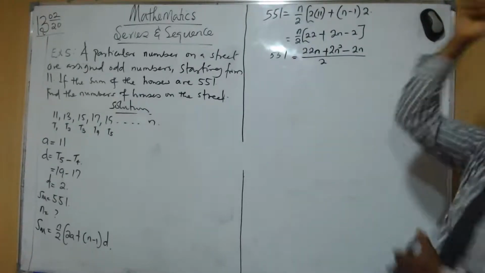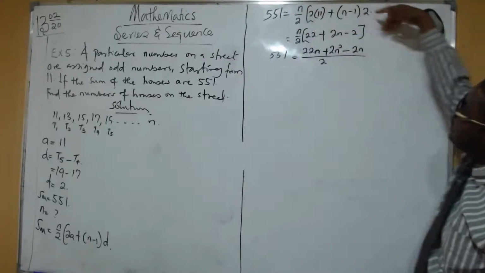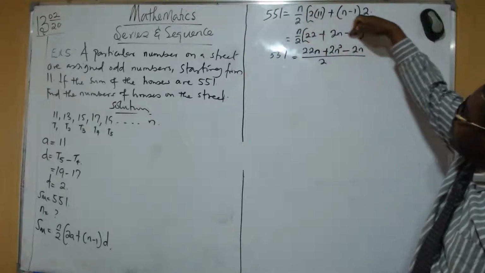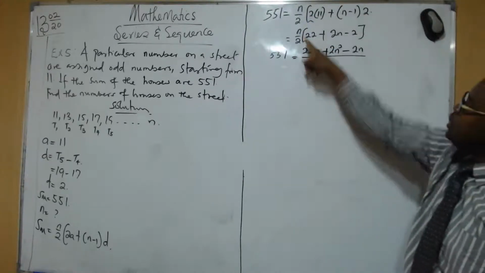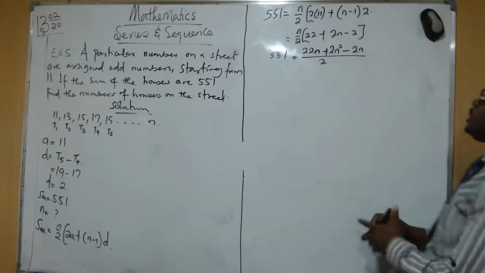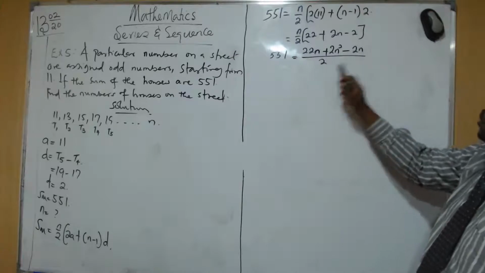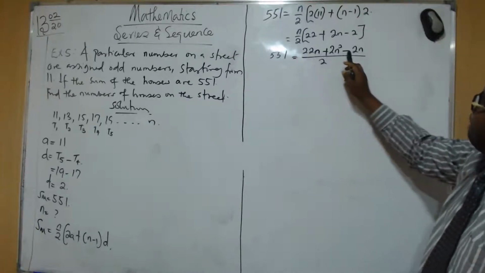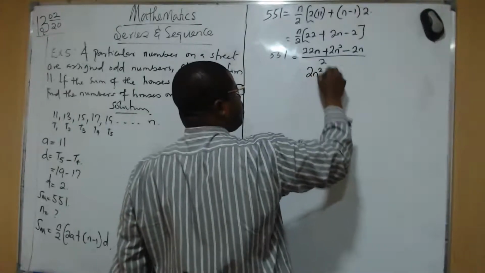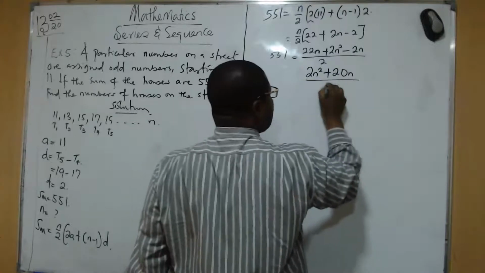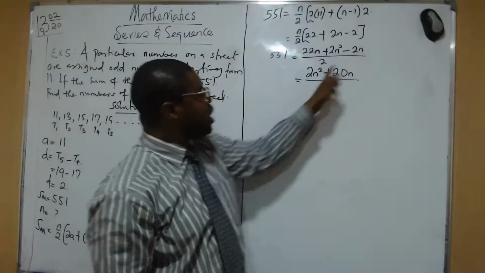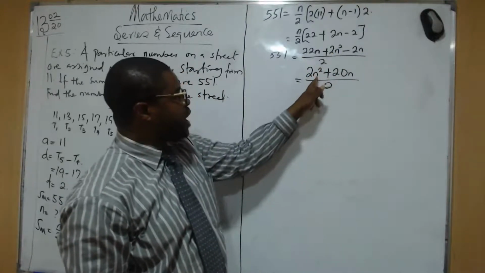I come again. Look at this. In expanding this, we have a division. The one up is only multiplying everything inside the bracket, then the division line is over 2. Looking at this, we have 22n minus 2n, so I'm going to have 20n, over 2. 22 minus 2 gives 20n, then plus 2n squared.